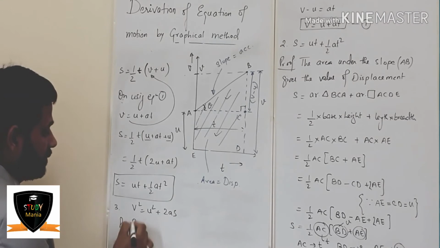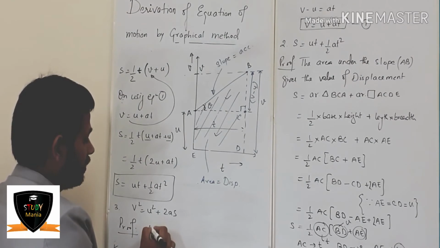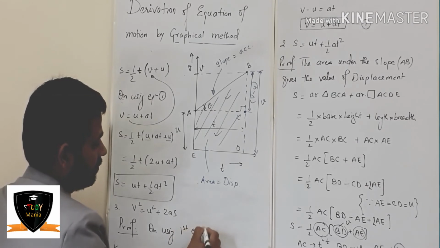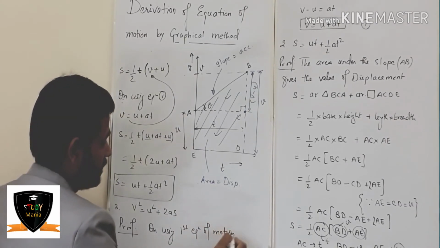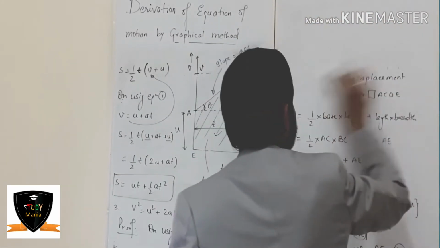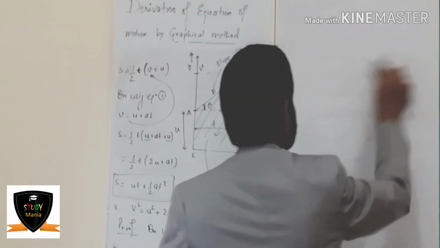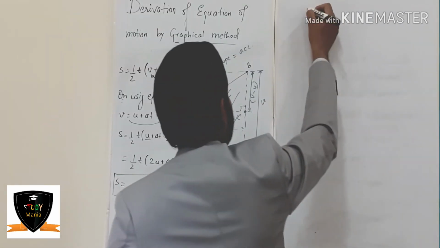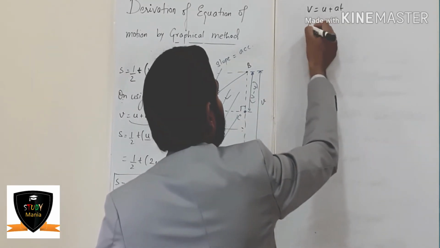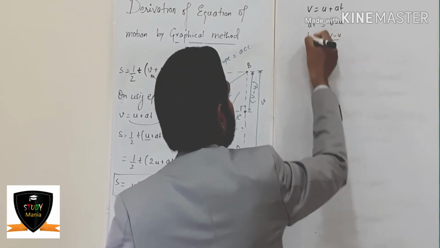What is the proof of this? It is very easy. I am using the first equation of motion. How? Let's see. The first equation of motion, we know V is equal to U plus AT. So from here we can write AT is equal to V minus U, or T is equal to V minus U by A.